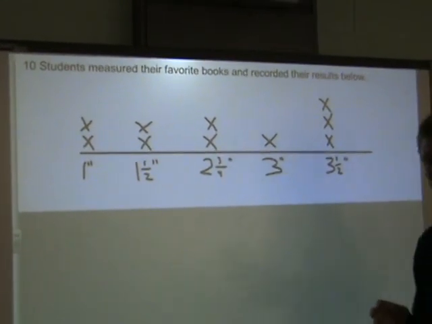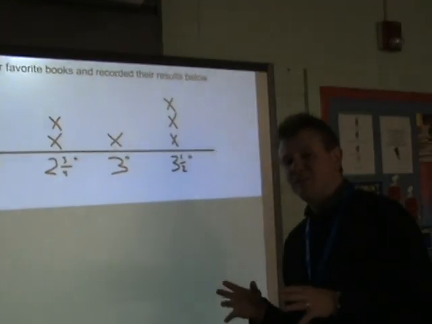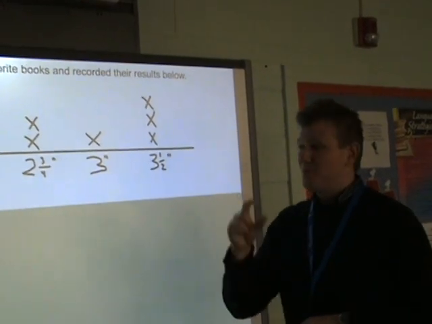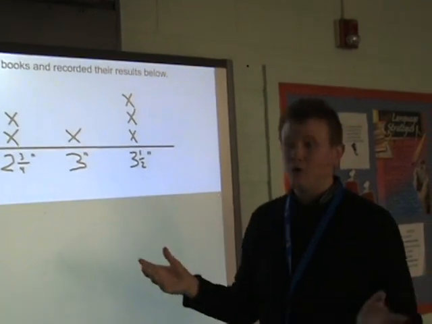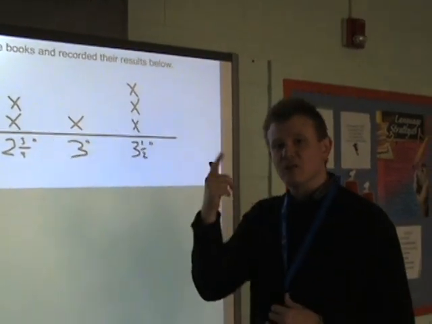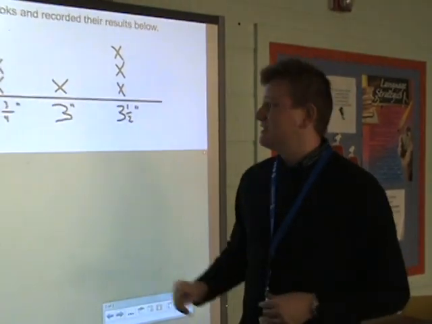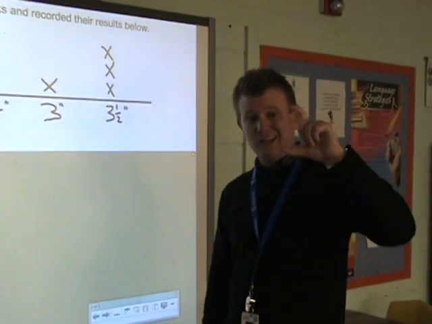Now, does that tell us everything we need to know about the books? No, because we don't know. There might be a lot of pictures. There might be really thick font. We don't know, and that's what discerning thinkers think about. They say, does this data tell us everything we need to know? But it does tell us that these kids probably read some pretty thick books, because 3.5 inches is pretty big.